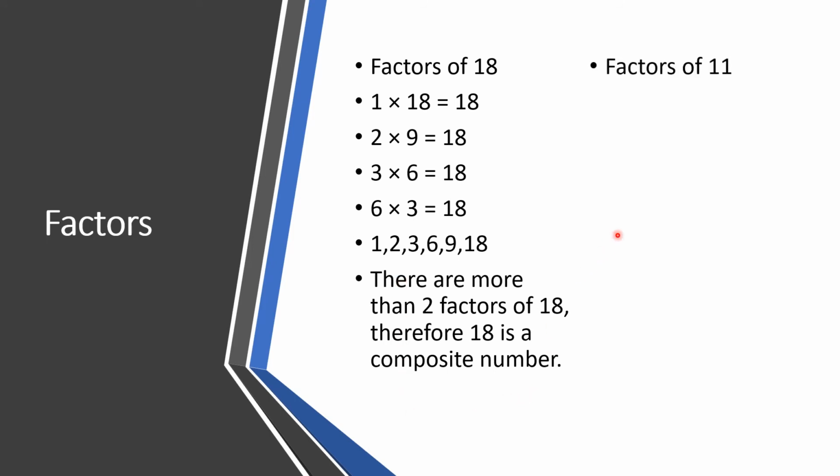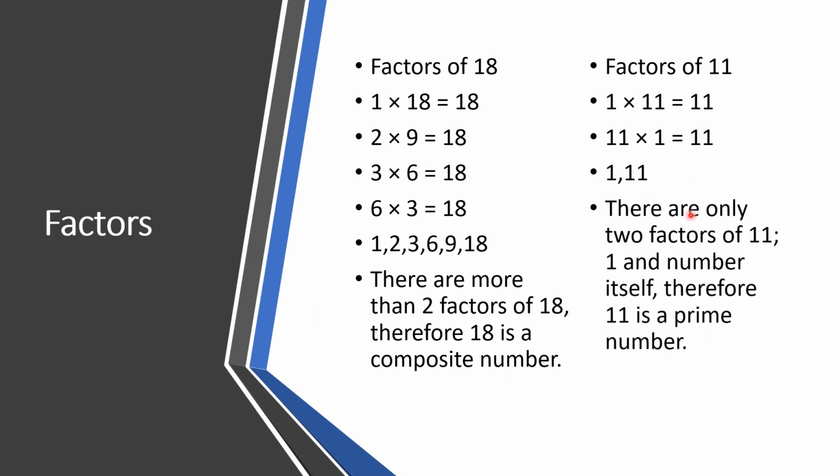Let us take another example. Factors of 11. At first we will go for 1. So 1 eleven is 11. Now it is not divisible by 2 or any other number because 11 has only 2 factors, 1 and 11. 11 ones are 11. So it means 1 and 11 are factors of 11. There are only 2 factors, 1 and the number itself. It means 11 is a prime number. Simple.